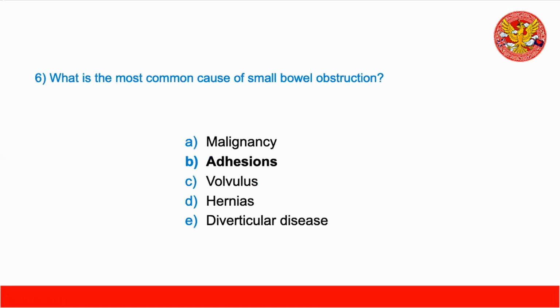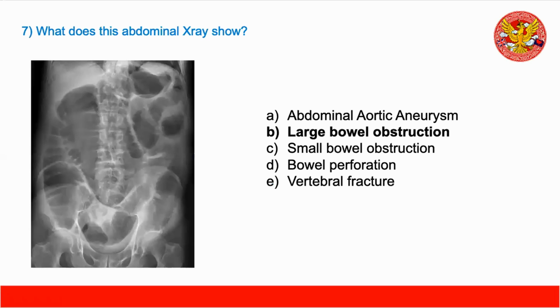So what is the most common cause of small bowel obstruction? In the table we went through, it's adhesions. And small bowel obstruction on the x-ray has the tightly coiled spring appearance. So what does this abdominal x-ray show? If you go through the ABDO, there doesn't really appear to be air where it shouldn't be. If you look at the bowel, the large bowel appears quite dilated. And so that would be quite suggestive of large bowel obstruction.